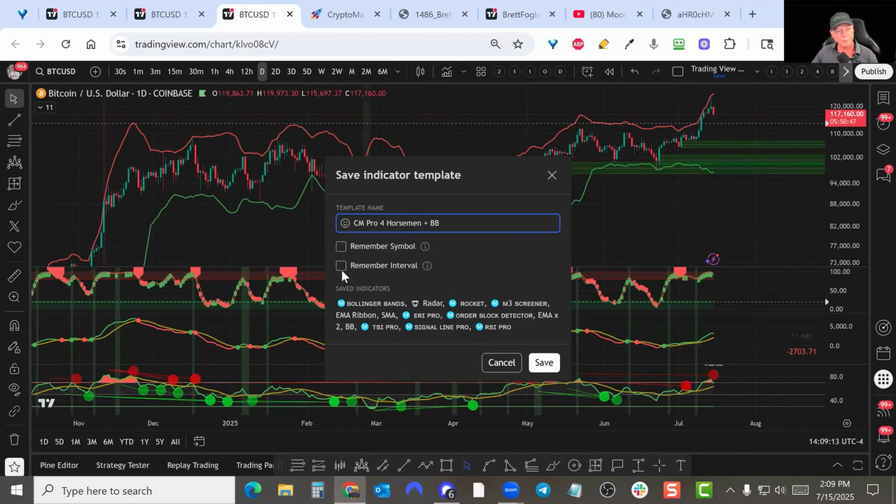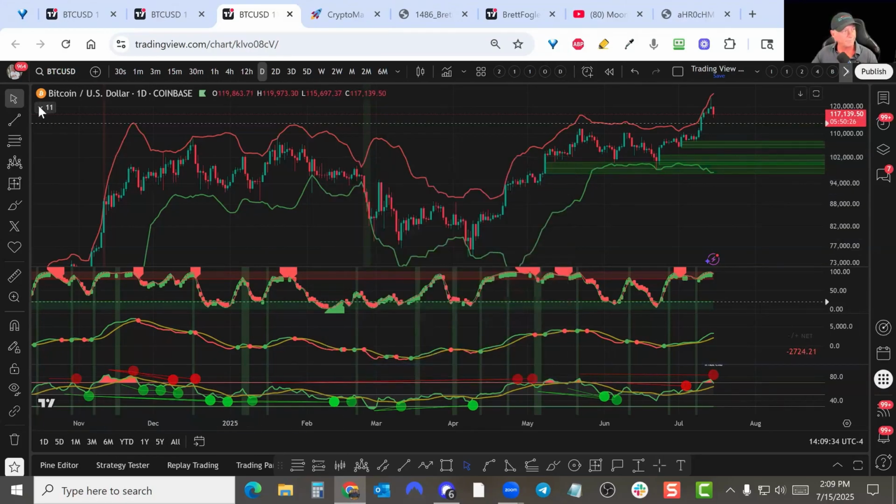I don't need the symbol, don't need the interval, but it's going to save the Bollinger Band, the radar, the rocket, the screener, the EMA ribbon, the SMA, the ERI Pro, the order block detector, the EMA2, the BB, the TSI Pro, signal line, EMA times 2. I don't need the other Bollinger Band though, but anyway, I'm going to save it. That first Bollinger Band I'm going to delete because we put our version on, which is better.